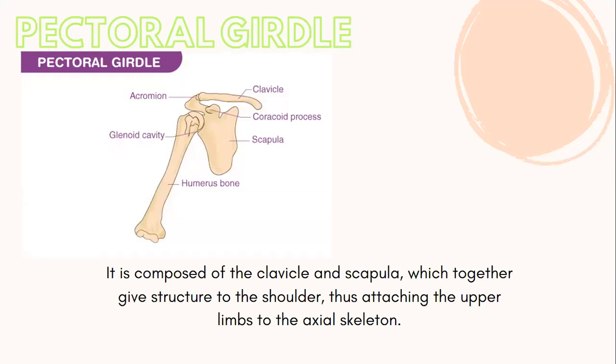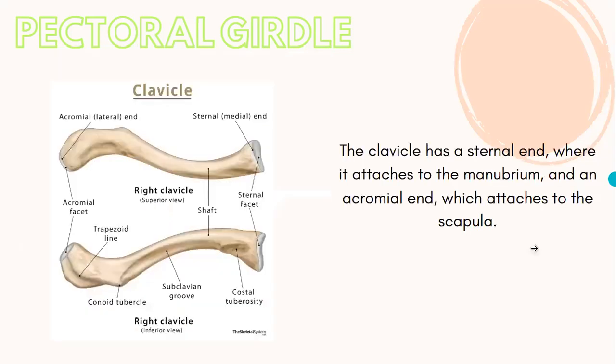Pectoral girdle. It is composed of the clavicle and scapula, which together give structure to the shoulders, thus attaching the upper limbs to the axial skeleton. The clavicle has a sternal end, where it is attached to the manubrium, and an acromial end, which attaches to the scapula.